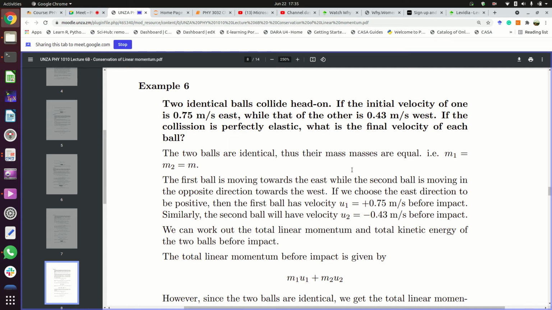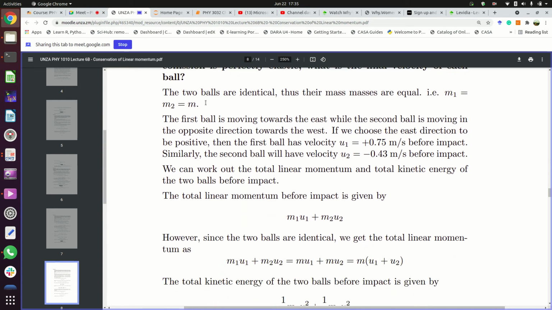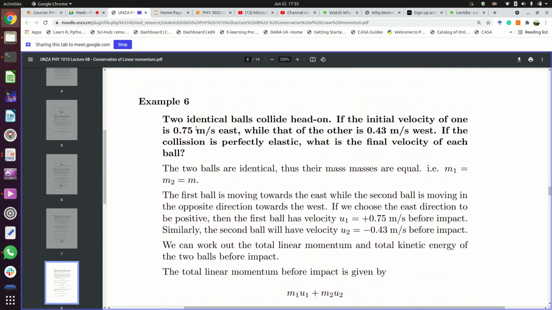I'm sure this is the example we're going to end the day with, because after this we can't add anything else. The only other thing we have to do is tomorrow, where we look at other examples. Okay, so example number 6 reads as follows. Two identical balls collide head-on. If the initial velocity of one is 0.75 meters per second east, while that of the other is 0.43 meters per second west, if the collision is perfectly elastic, what is the final velocity of each ball?